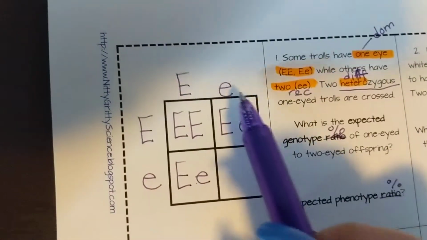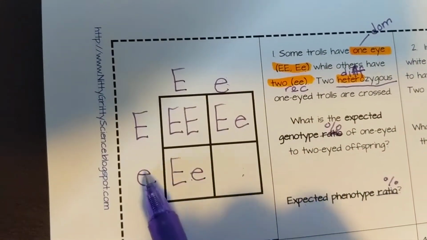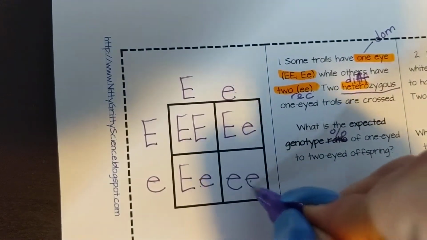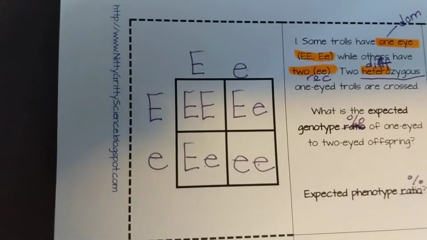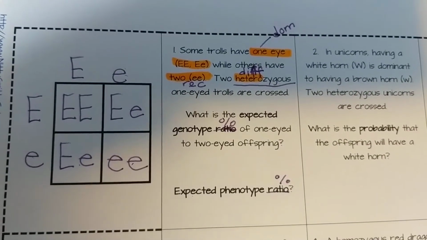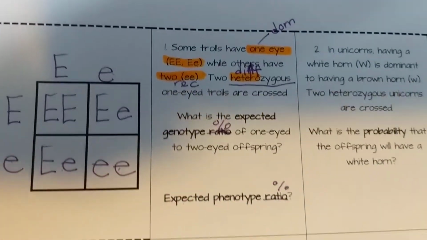And for the last square, I'll bring down this lowercase e and I'll bring this lowercase e over. So that is my filled in Punnett square. All right, back to the question. What is the expected genotypical ratio of one-eye to two-eye offspring?